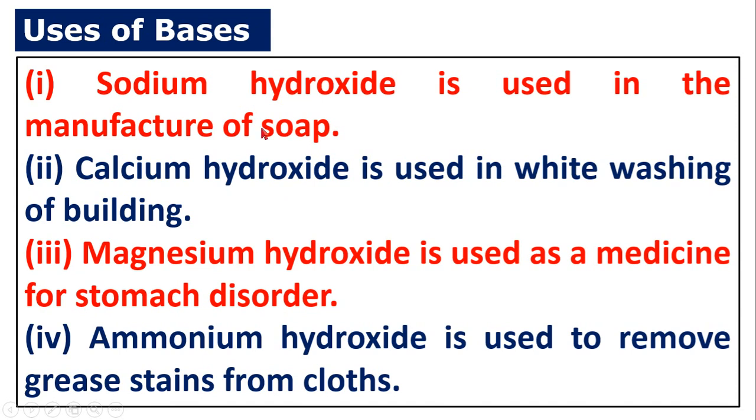Uses of bases. Sodium hydroxide, NaOH, is used in the manufacture of soap. Calcium hydroxide, Ca(OH)2, is used in whitewashing of buildings. Magnesium hydroxide, Mg(OH)2, is used as a medicine for stomach disorder. Ammonium hydroxide, NH4OH, is used to remove grease stains from clothes. These are the uses of bases.